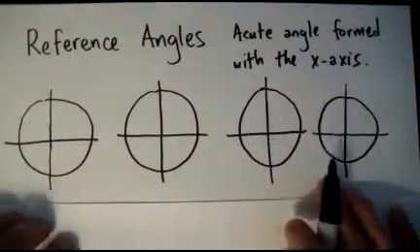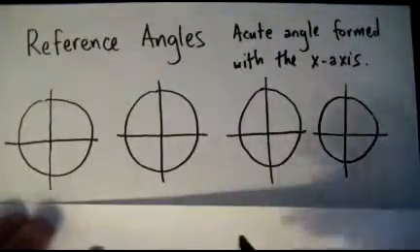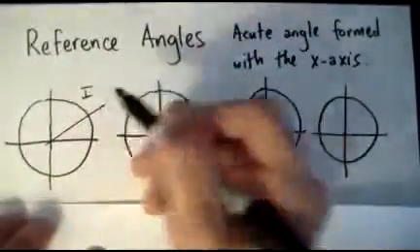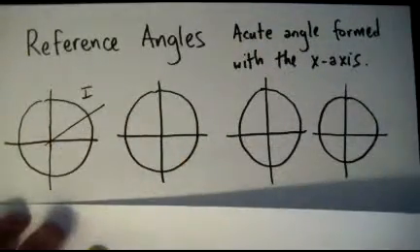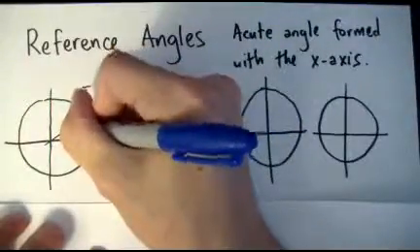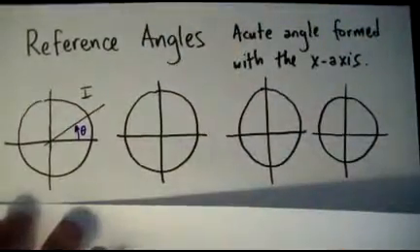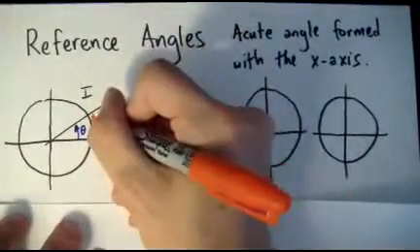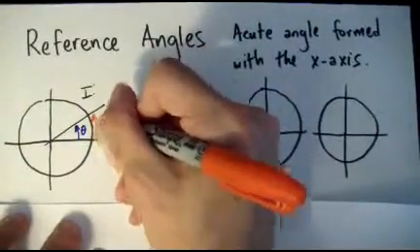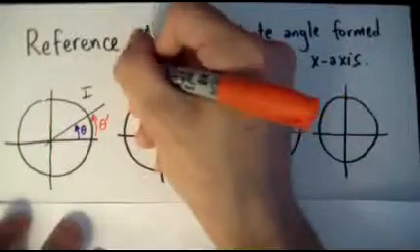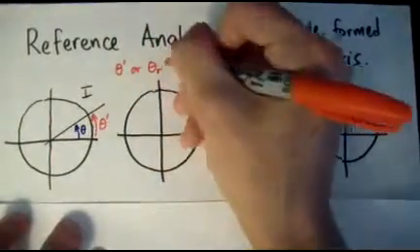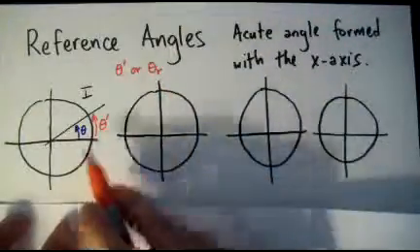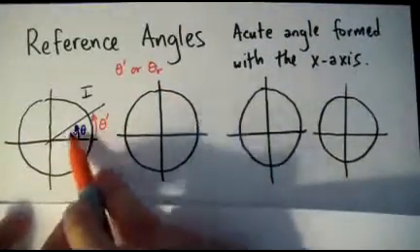Let's get an overview of what that looks like for our different quadrants. In quadrant 1, if this is my angle theta, then the reference angle is just itself. Sometimes you'll see theta prime or theta r used to notate it. Those are both notations used to refer to the reference angle. So in the first quadrant, an angle is its own reference angle.